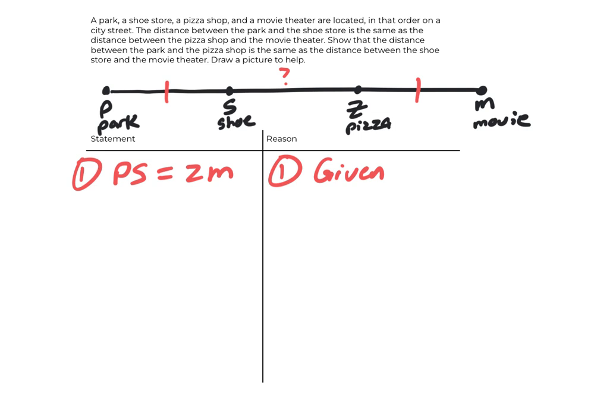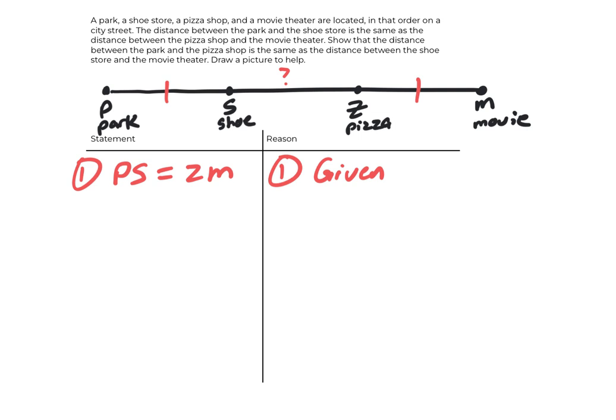Now, what we're trying to do here is find the distance between the park and the pizza shop, okay? To go from the park to the pizza shop, if I just cover this up, what two distances will get us from the park to the pizza shop? Well, I'm going to go from the park to the shoe store, and then from the shoe store to the pizza shop, right?